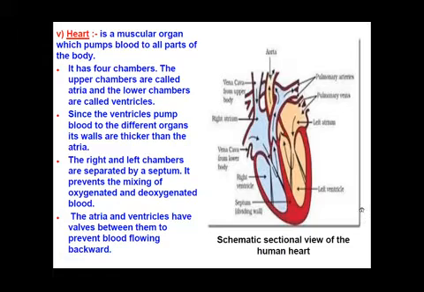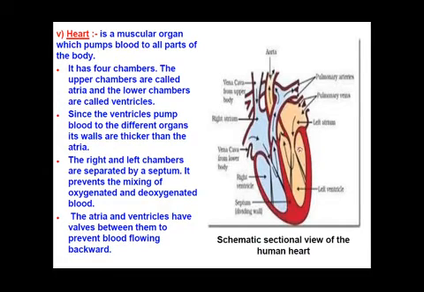So the human heart consists of 4 chambers. The upper chambers are known as atria and the lower chambers are known as ventricles. So the upper 2 chambers are the right atrium and the left atrium, and the lower 2 chambers are known as the right ventricle and left ventricle. Now as the ventricles pump blood to all the parts of our body, the ventricles have thicker walls as compared to the atria. So the walls of ventricles are thicker than the walls of the atria.